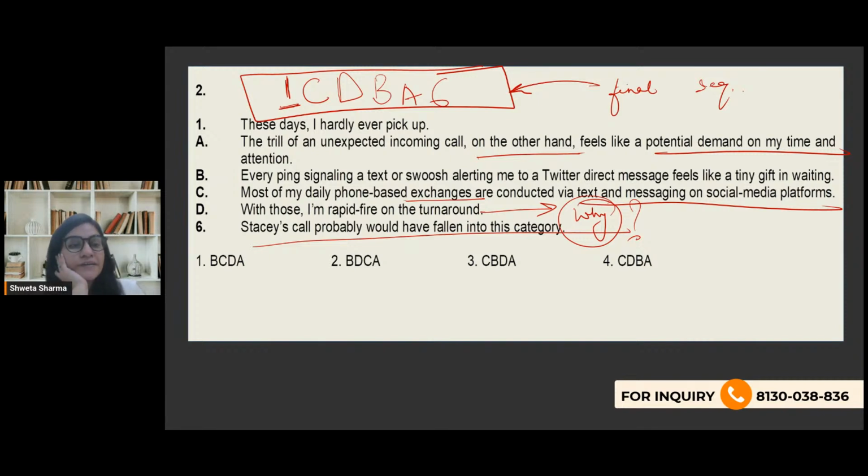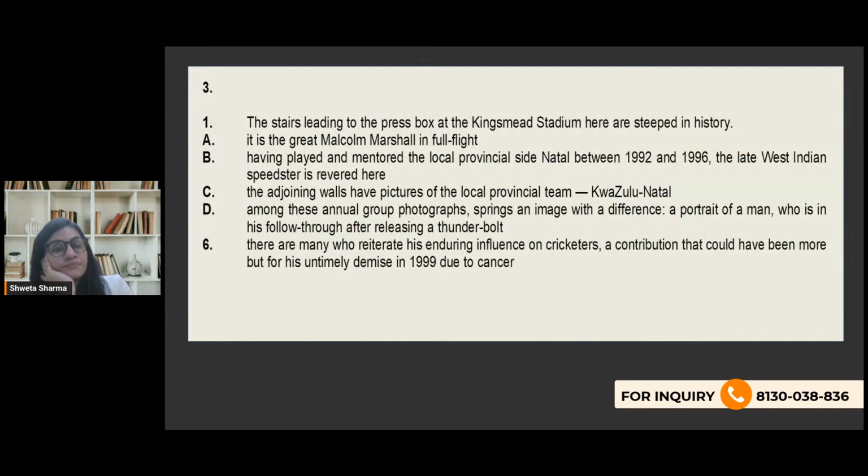Are we clear on this, guys? Any doubts in this question? Okay, try this one. Quick one, very interesting.